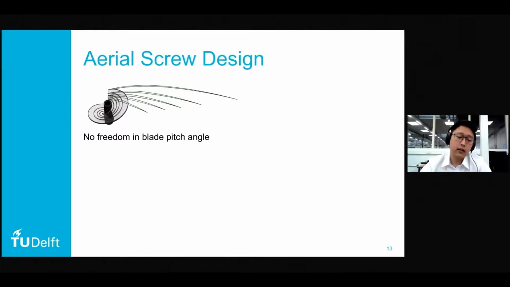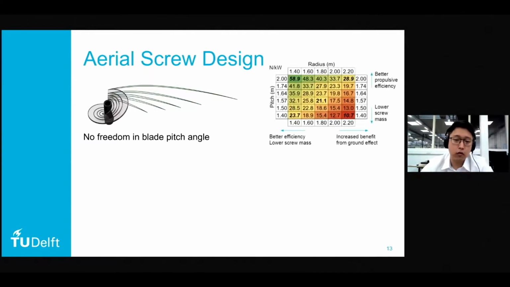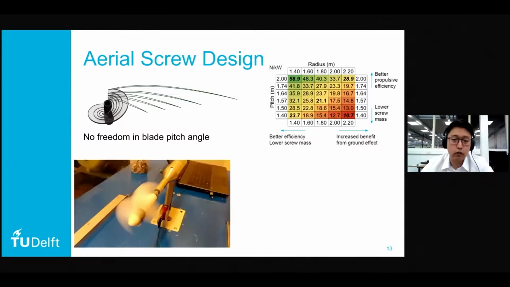We ran a sensitivity analysis to optimize our rotor. What we found was that as you go towards a lower radius and a higher pitch, this means a narrower rotor and a taller rotor, you actually get better thrust efficiency. This is because the only way to increase your blade pitch angle was to go for a narrower and taller rotor. This improves the angle of attack and improves your lift generation. And also going for a narrow rotor helps with screw mass.